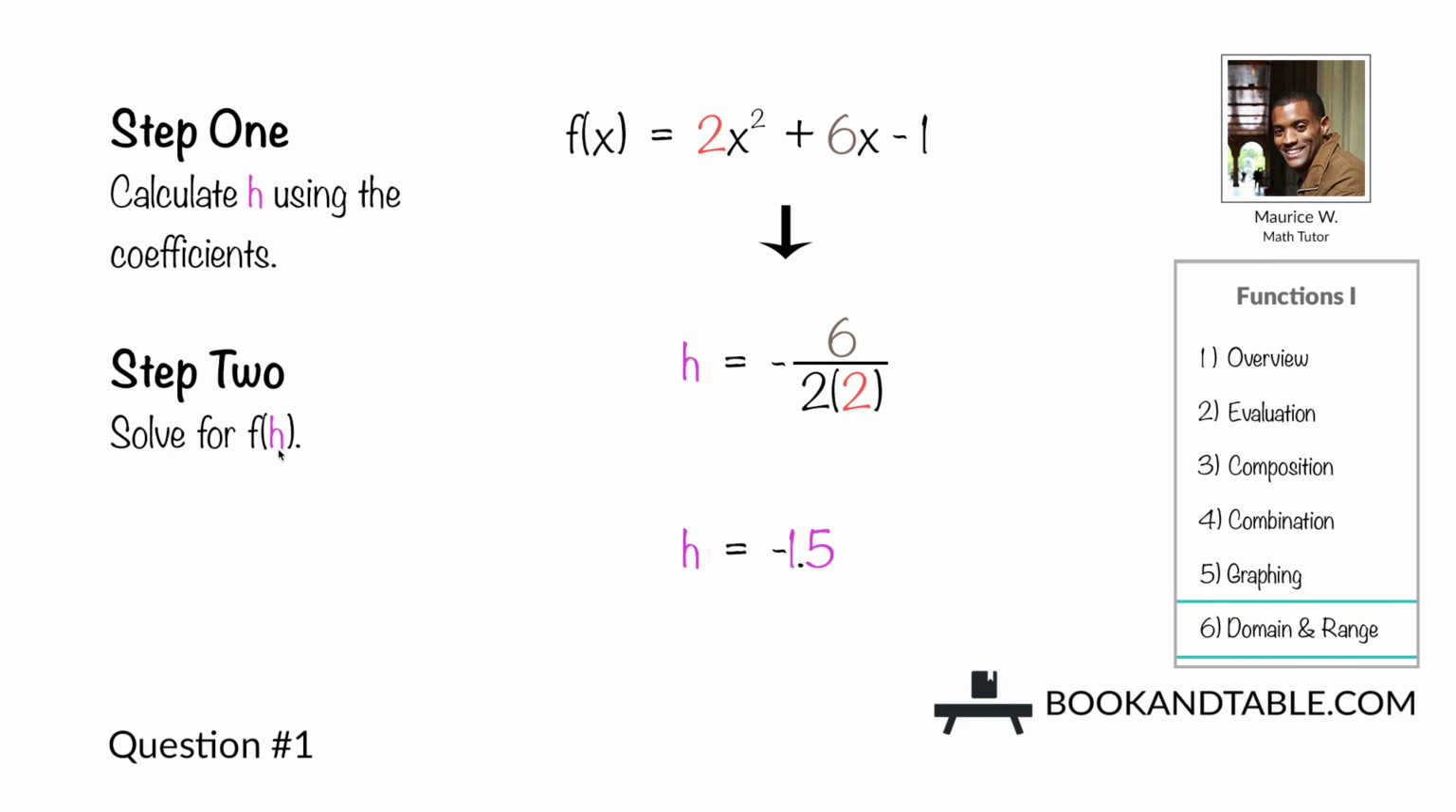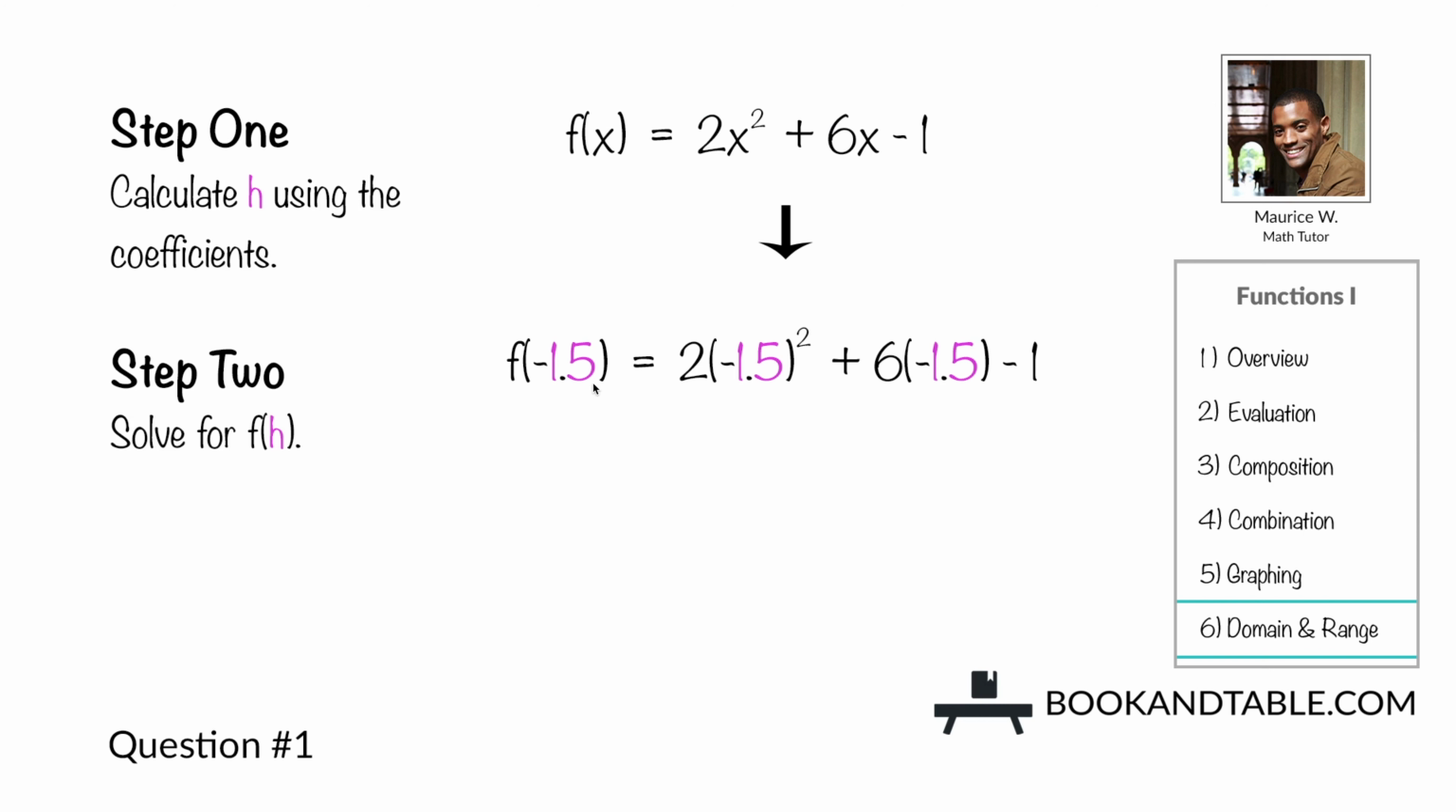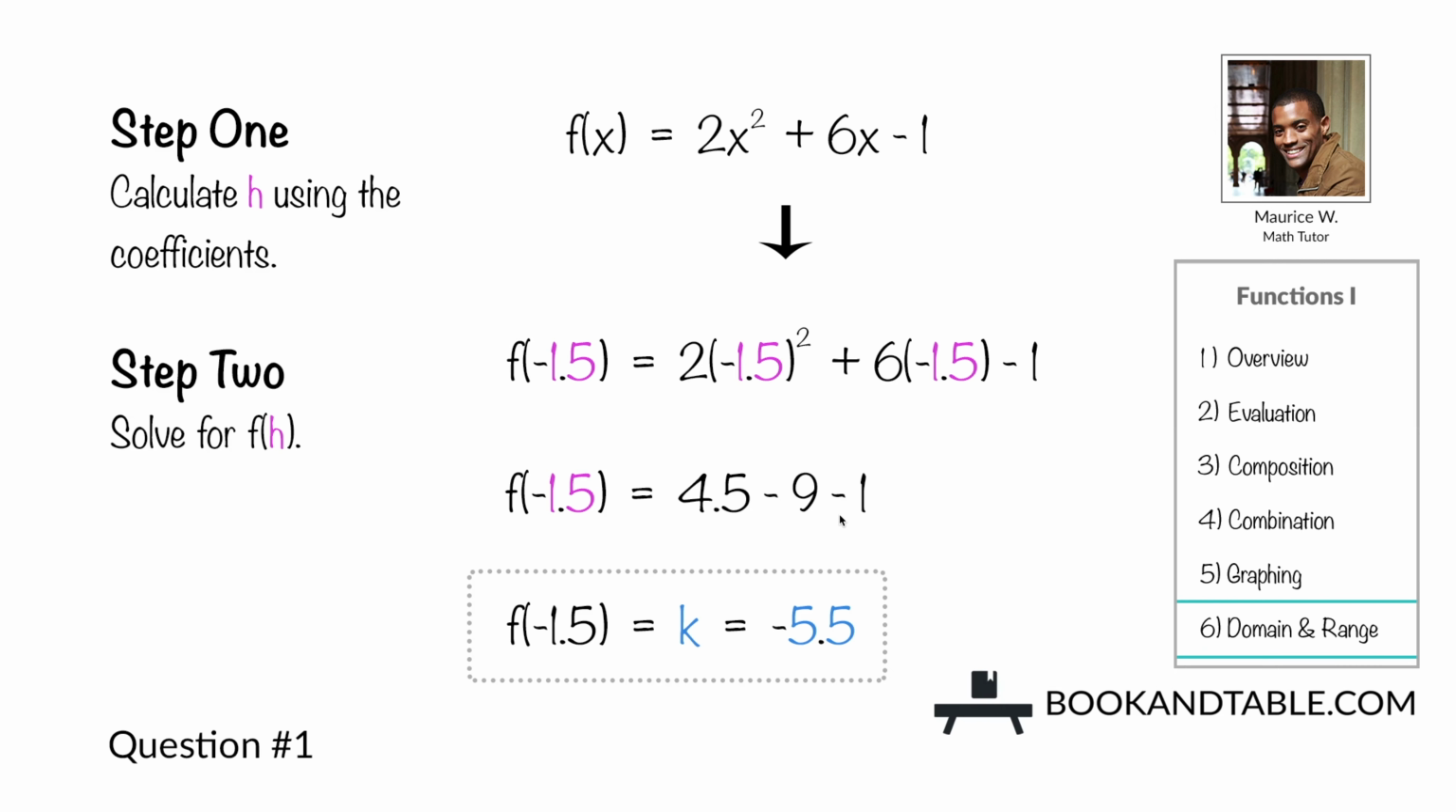So now that we know h, we can solve for f of h, or f of negative 1.5. So we plug that in for x into the function, giving us 2 times negative 1.5 squared, which is 2.25, plus 6 times negative 1.5, which is negative 9, minus 1. 2 times 2.25 is 4.5. 4.5 minus 9 is negative 4.5. Minus 1 is negative 5.5. So our k is equal to negative 5.5. So this is the y value we are looking for.